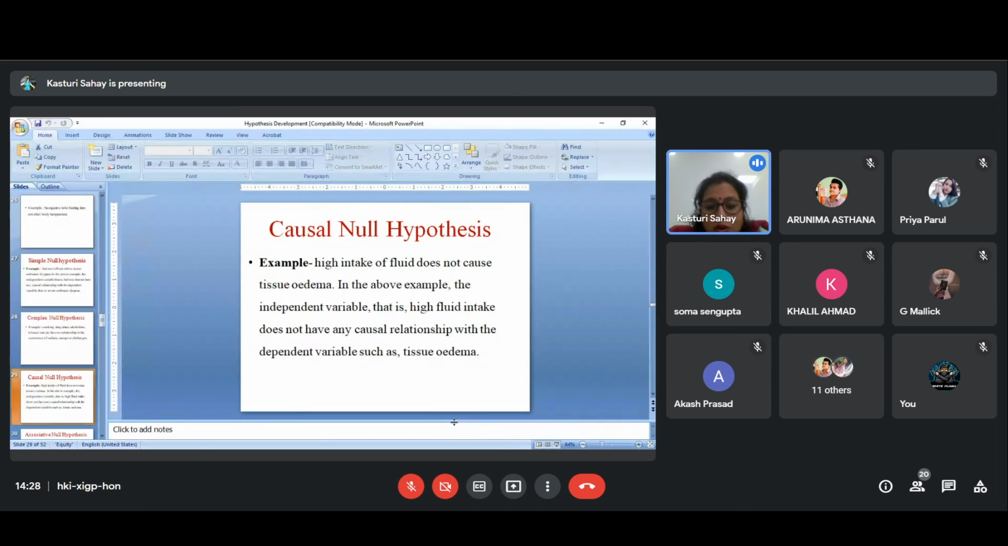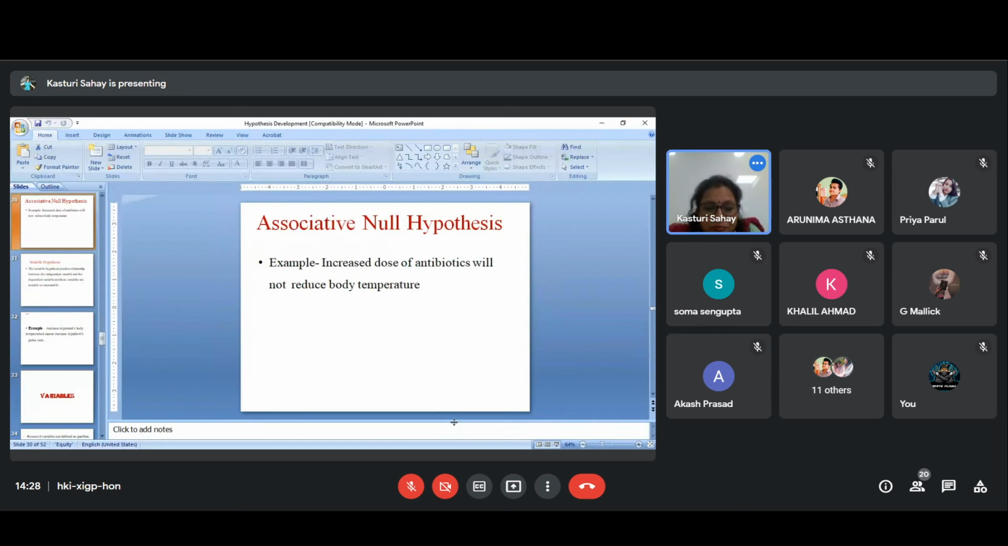Next is your causal null hypothesis. Again, as we were doing, when you are trying to do any kind of experiment, or any kind of treatment, and the dependent variable is an outcome of that experiment, that is what is known as your causal null hypothesis. Like high intake of fluid does not cause tissue edema. In this example, the independent variable, that is high fluid intake, does not have any causal relation with the dependent variable, that is tissue edema. All right. So wherever you have a cause and effect relationship, and you're negating that cause and effect relationship, that is when we call it a causal null hypothesis.